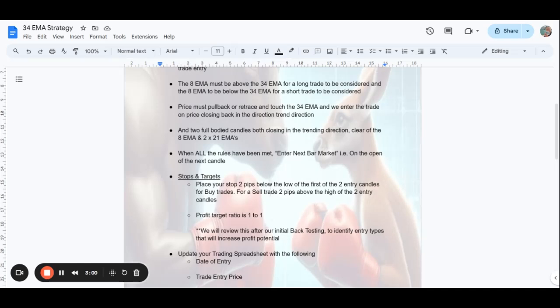And 2 full-bodied candles, both closing in the trending direction, clear of the 8 EMA and the 21 EMA. So basically what we're saying here is, for instance, if we're going in a bullish direction, we need 2 green bodied candles for it to be considered. And again, they must close over the 8 and the 21 EMAs. But again, we'll start to cover this on the charts shortly.